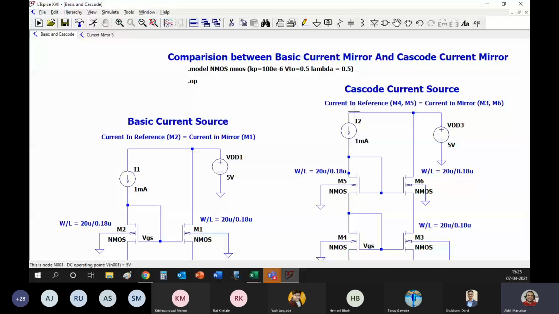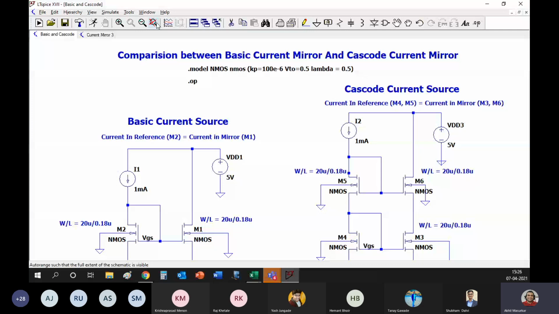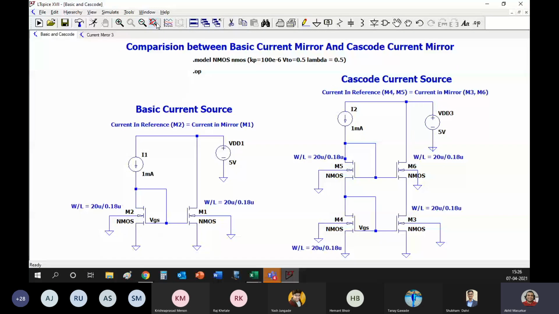So I want you all to save the file in this way. So when you put the results in the journal, I should come to know that the W by L of each and every transistor is this way.